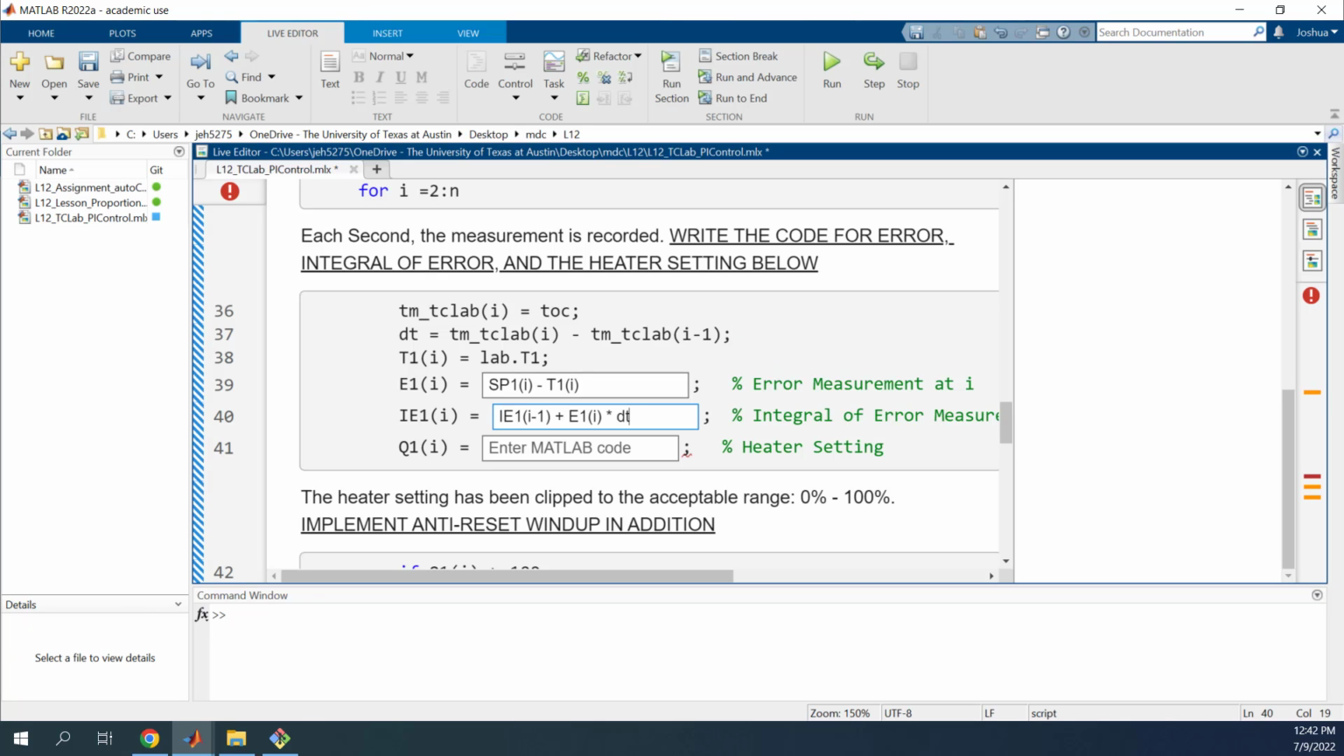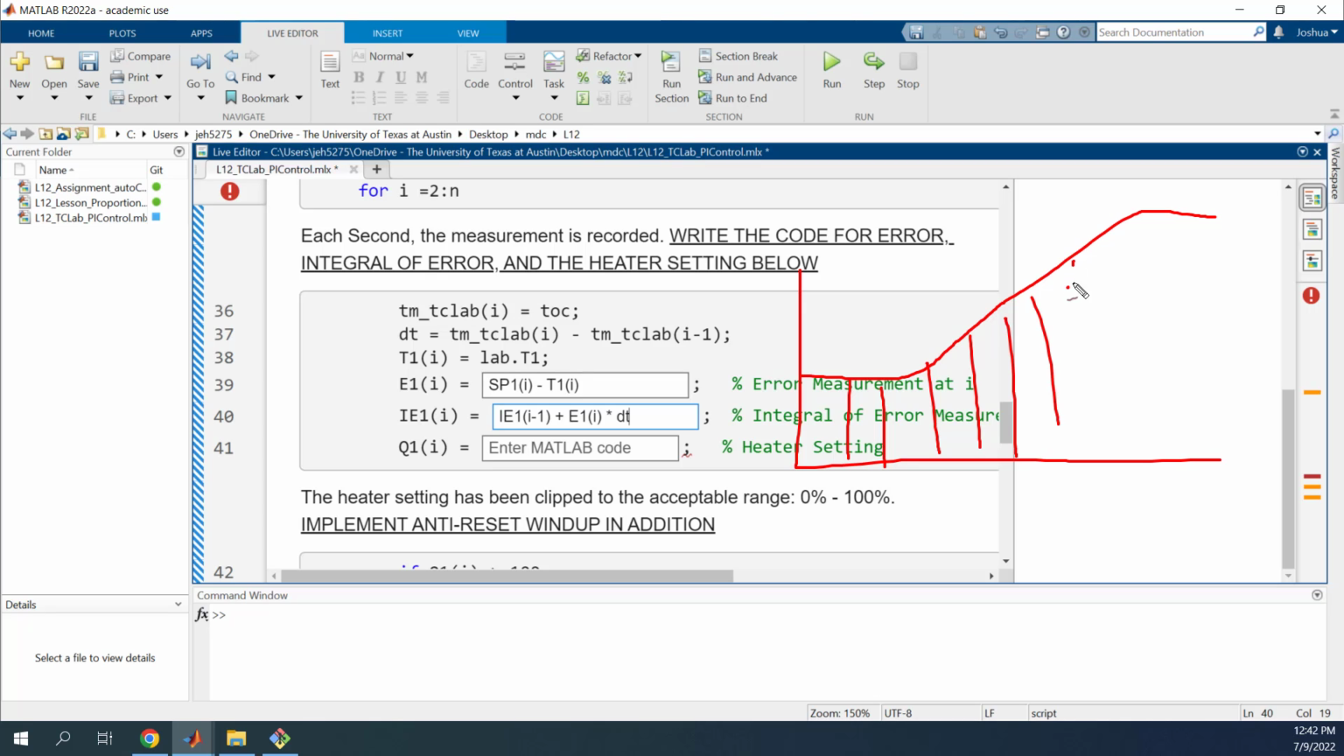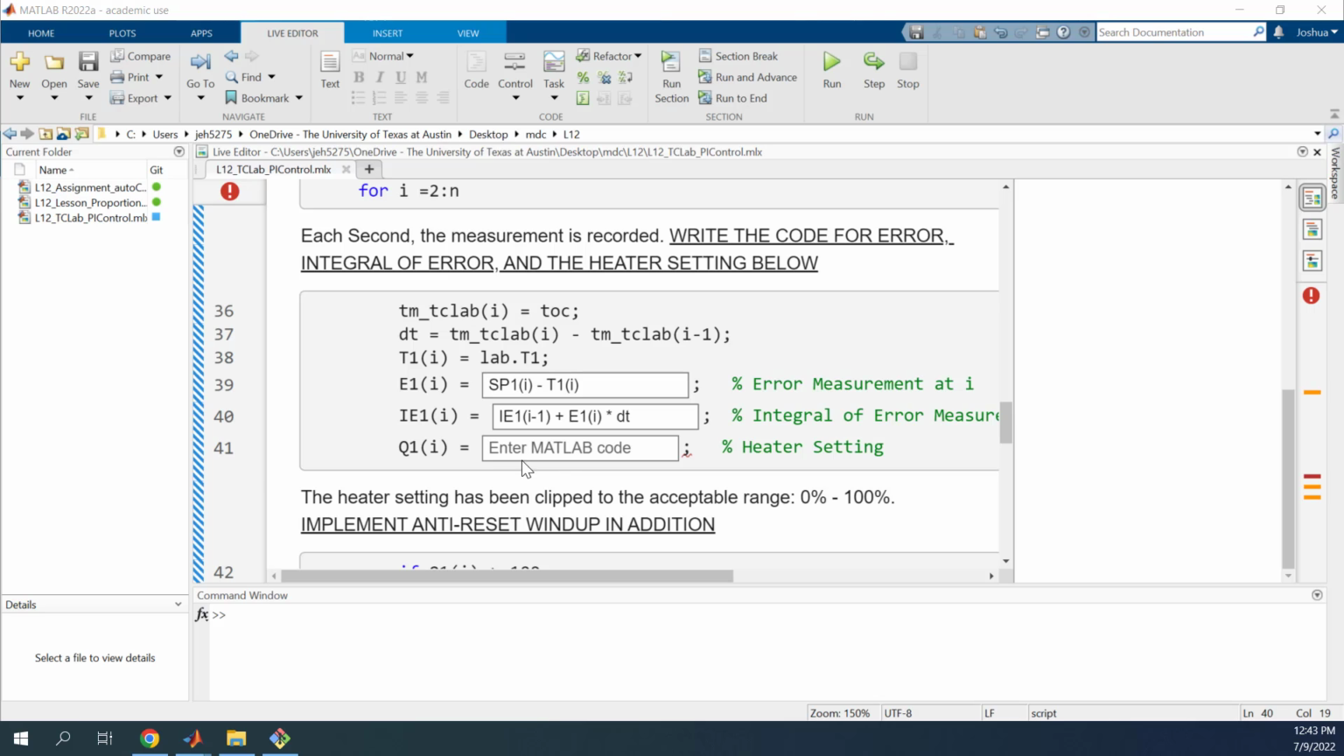In fact, let me see, I should be able to draw. So let's try this. If this is our temperature, there we go. If this is our temperature, we're thinking of each of these time points. Or actually, let's think of this as a graph of error. This is E. And so this part right here is our dt, change in time, and this is the error at I. So hopefully that makes sense. Go ahead, get rid of that now.